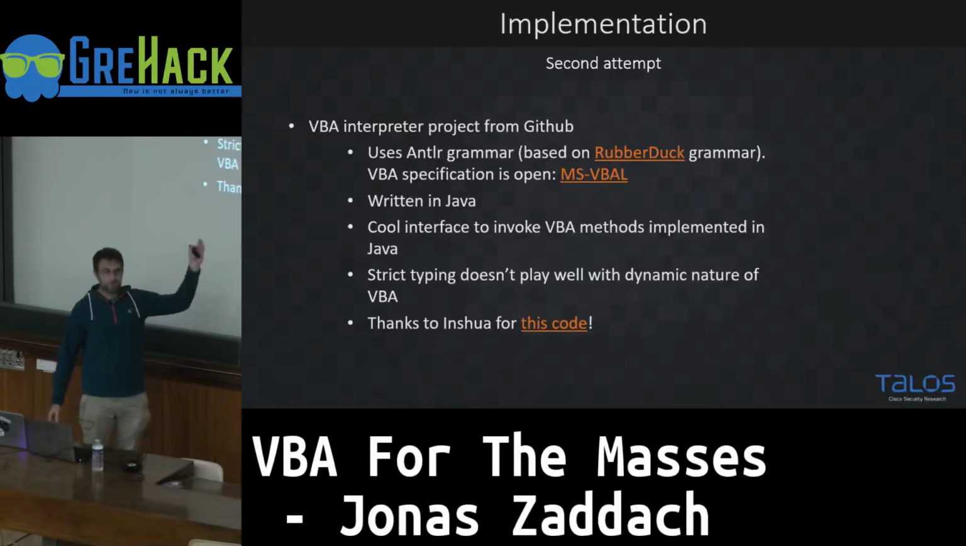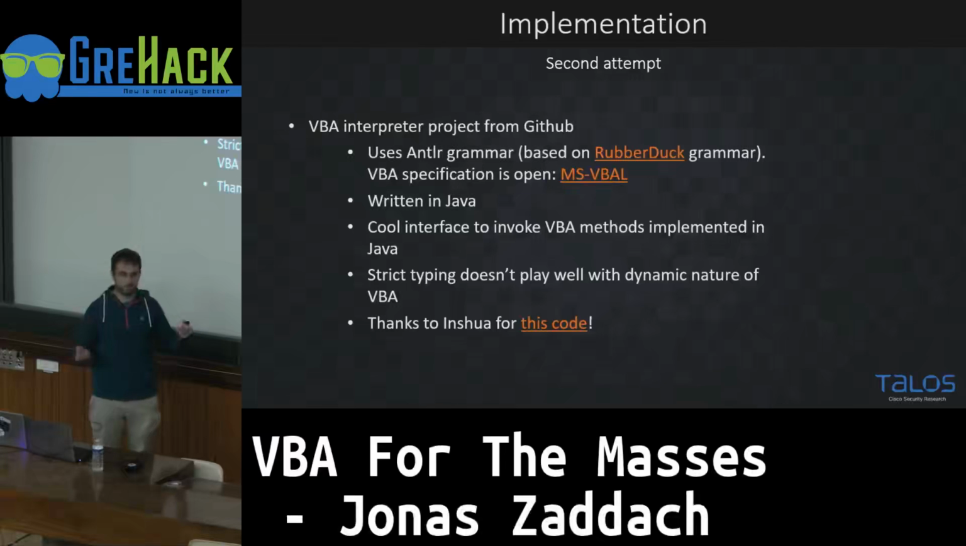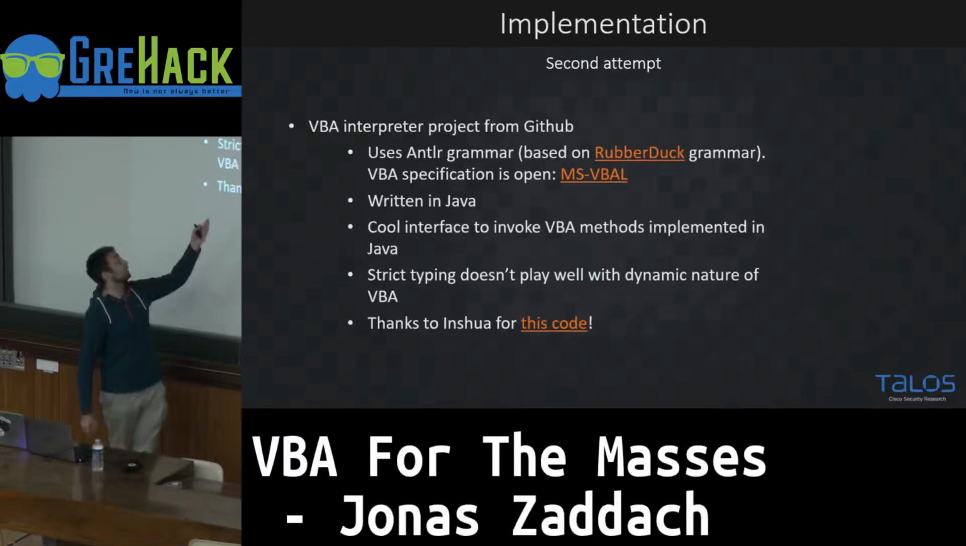So why this code? What's the advantage of this code over the other one? First of all, it uses ANTLR, which is a parser generator, and I don't trust myself to write a parser correctly. So I would rather have a parser generator that does that for me. And fortunately, the grammar that was inside this project comes from Zaddach, which is a plugin for analyzing VBA in a graphical interface. And also the specification is open, and Microsoft itself has provided an ANTLR grammar alongside the specification. So that's pretty cool.